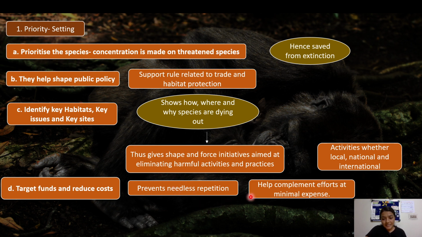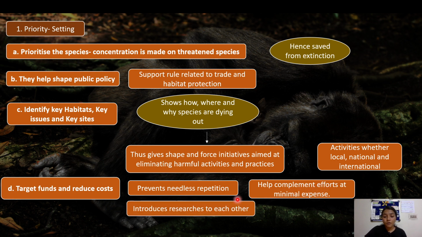So to prevent this needless repetition, a network of people is made, and researchers are introduced to each other. There is a lot of research going on. So if one person identifies one species that is threatened, it is communicated in the form of research, so that another person reads it and knows that now we have to work along other lines, because this has already been found out, right? So it prevents needless repetition, it introduces researchers to each other, and it helps complement effort at minimal expense.